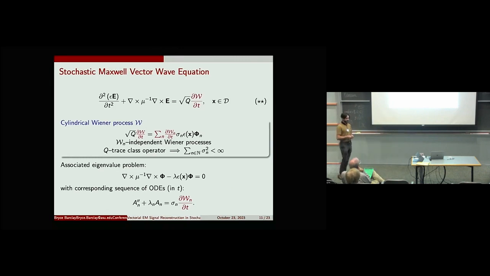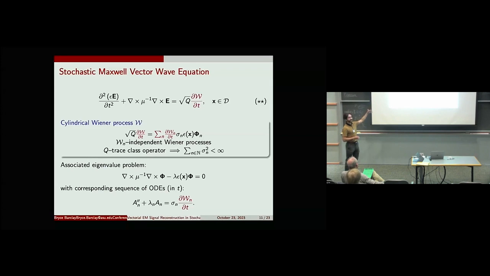Okay, so going back to my model, I'm going to talk about my model now. So the Maxwell vector wave equation, as I'd mentioned earlier, I'm considering stochastic current density in a more mathematical sense, where we consider a cylindrical Wiener process to represent our current density to make it stochastic. So this means that our current density is the square root of Q dW/dt, where W is the cylindrical Wiener process. This means that we can decompose this stochastic current density into a sum of dW/dt, sigma n, and then some weight epsilon times phi n, where phi n are eigenfunctions.